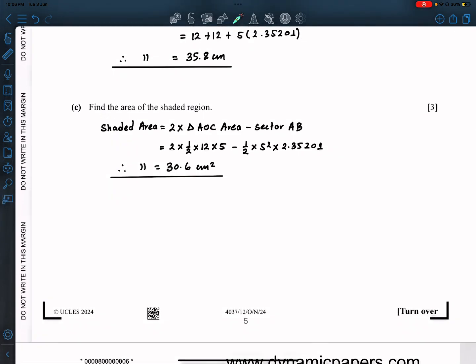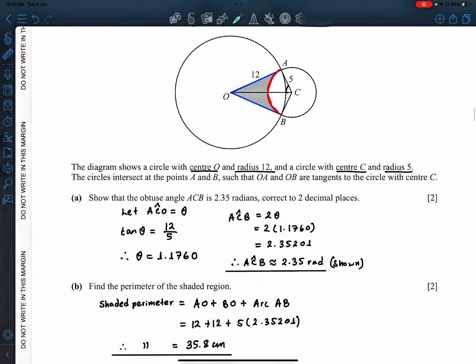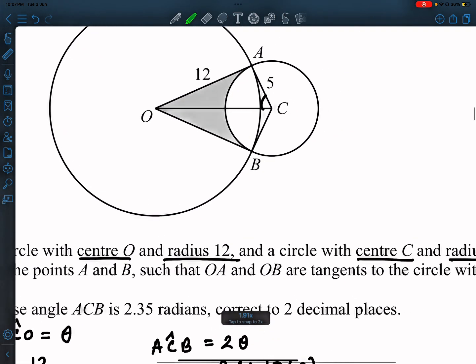Part C, find the area of the shaded region. To find the area of the shaded region, we need to take a look at some parts of the shaded area. First of all, we have these two triangles in green. These two triangles cover up one part of the area.